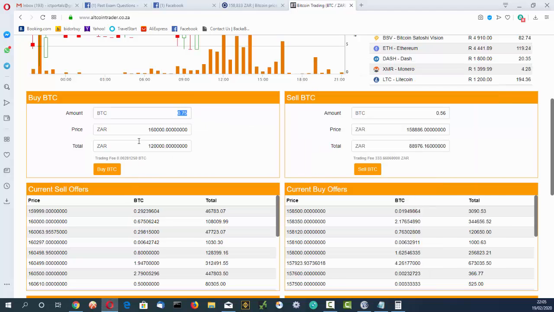I'm not going to rush. We want to buy Bitcoin 0.75. And okay, let's use rand. We want to sell 0.56 Bitcoin at this price. And we are going to pay this. And this is our charges. Okay? These are our charges. That means we are going to look at 333.66.